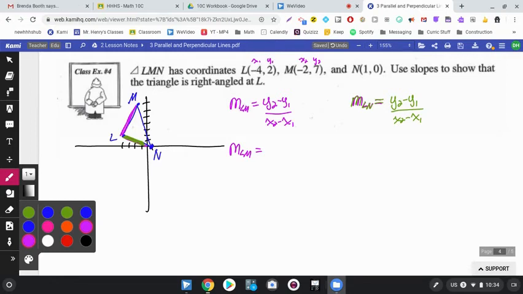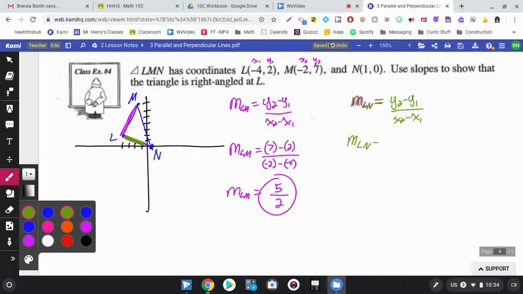Okay, so I would say y2 minus y1, 7 minus 2, and x2 minus x1, -2 minus -4. The slope of LM equals 5 over 2: 7 minus 2 is 5, and -2 plus 4 would be +2. All right, great. That's my one slope. Now I have to look at the other one to see if they end up being perpendicular.